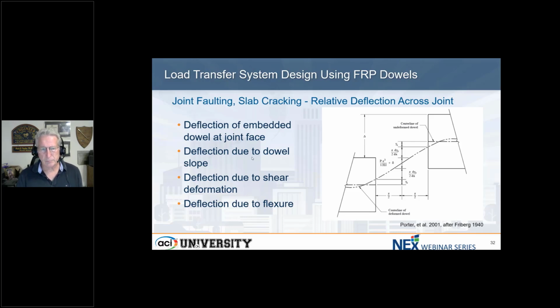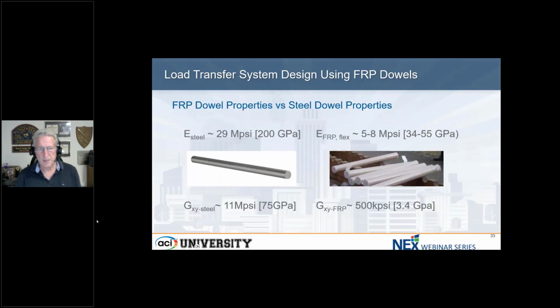the dowel slope becomes very small, and the dowel flexure becomes very small. So it really relates back to, in practical cases, the joint deflection at the embedded face and the deflection due to shear deformation. Those are probably the two most important ones.